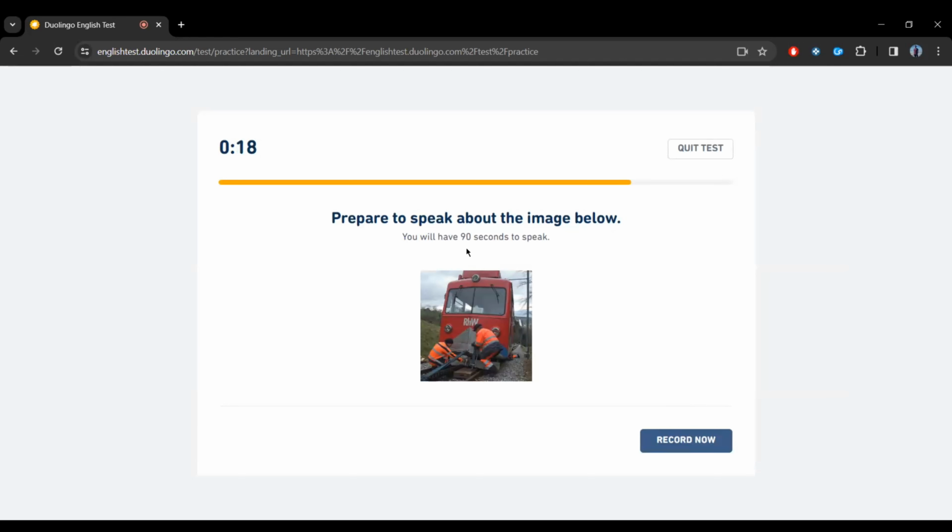Prepare to speak about the image below. We can see two workers working. Training.